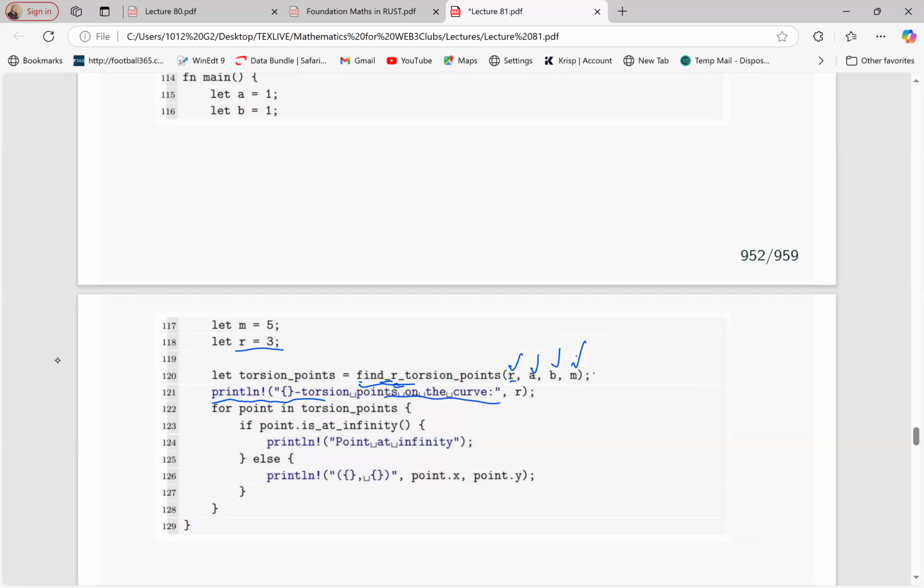Now it says for point in the torsion points, you enter this loop. If the point is at infinity, I ask it to print that it is a point at infinity. Else, also print these points that are not at infinity. What I'm talking about is the results here. For the results that have come from this, those which are at infinity, I've told it to just write for me that the point is at infinity.